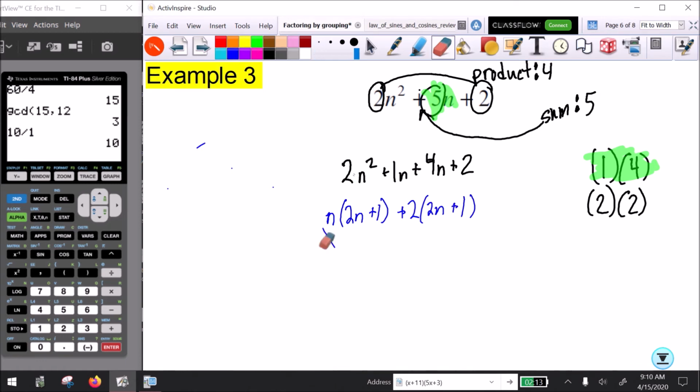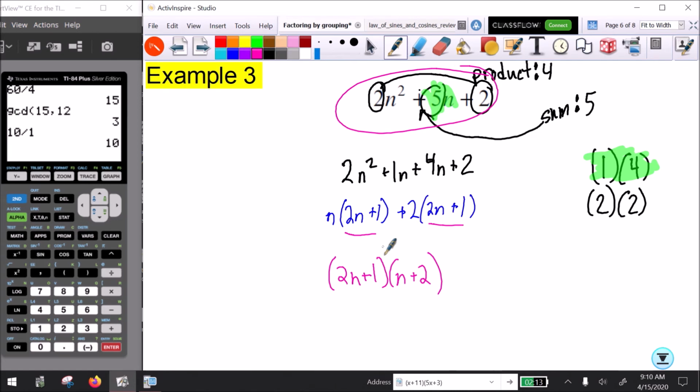These are each evenly divisible, they have a common binomial factor of 2n plus 1 that we can factor out. So we're going to pull out that common factor, and we're left with n plus 2. Done. So our goal in these problems is to take the original quadratic trinomial and to change it into a product of two binomials.